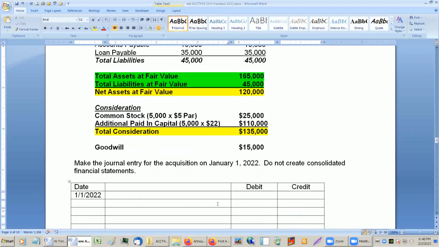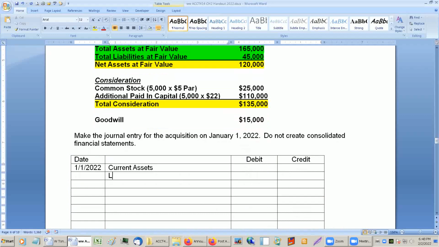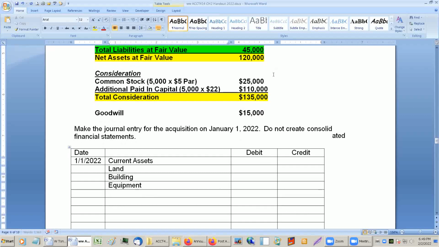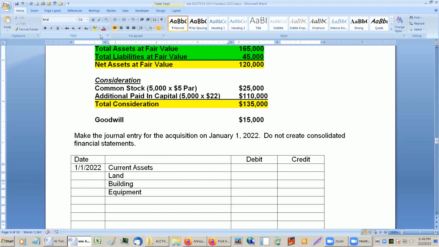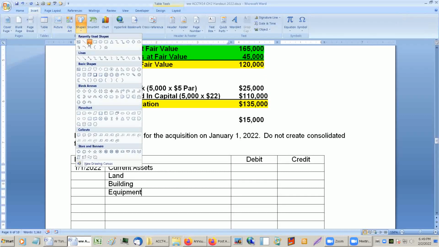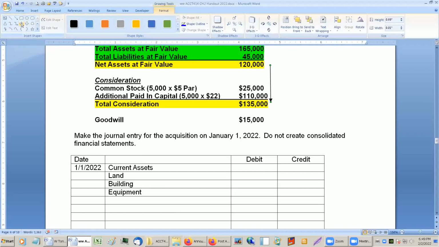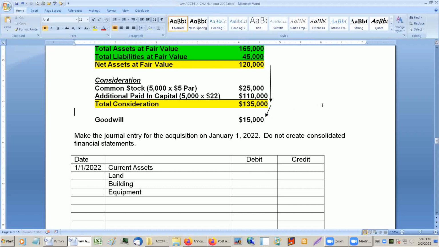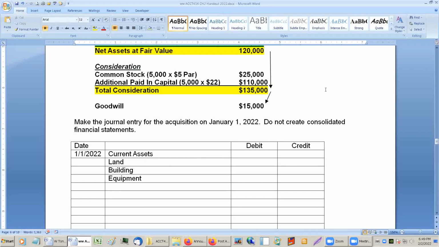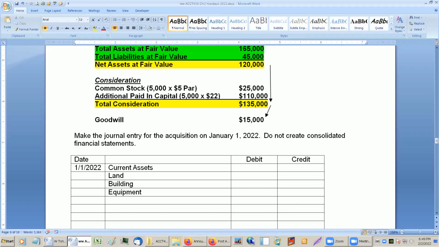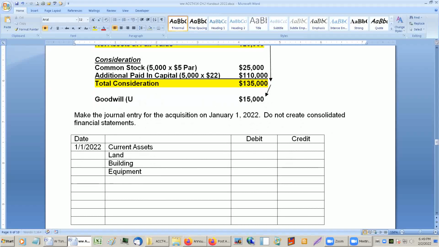Just to confirm, Professor, goodwill will be the difference between the net asset and the total consideration? Yes. Yep. We're giving them 135,000 worth of stock. They're giving us 120,000 worth of identifiable assets. And so the goodwill is the unidentified asset. Thank you.